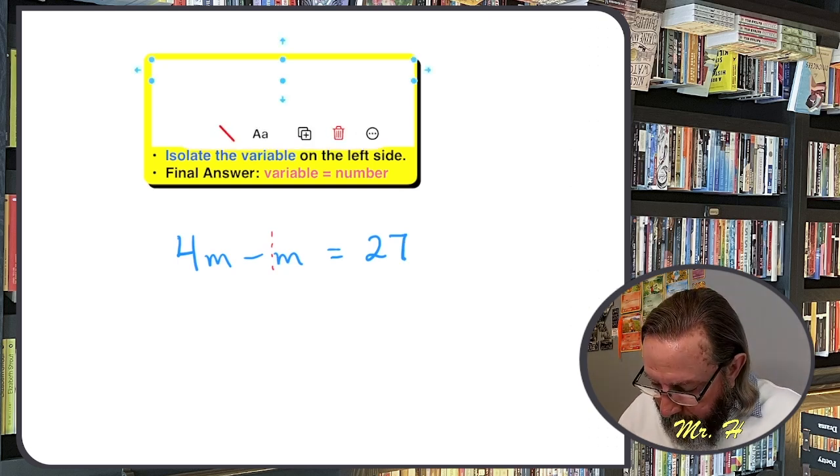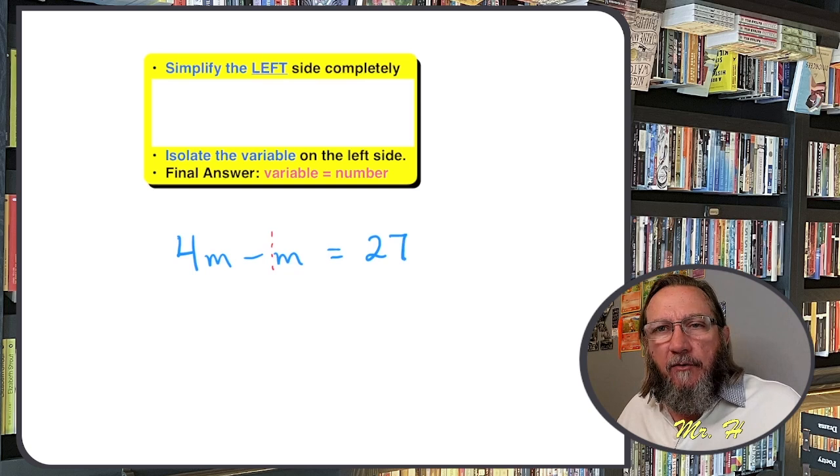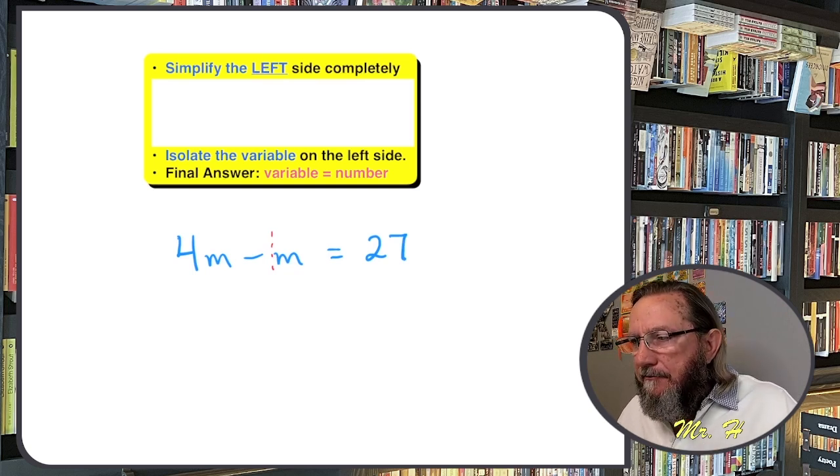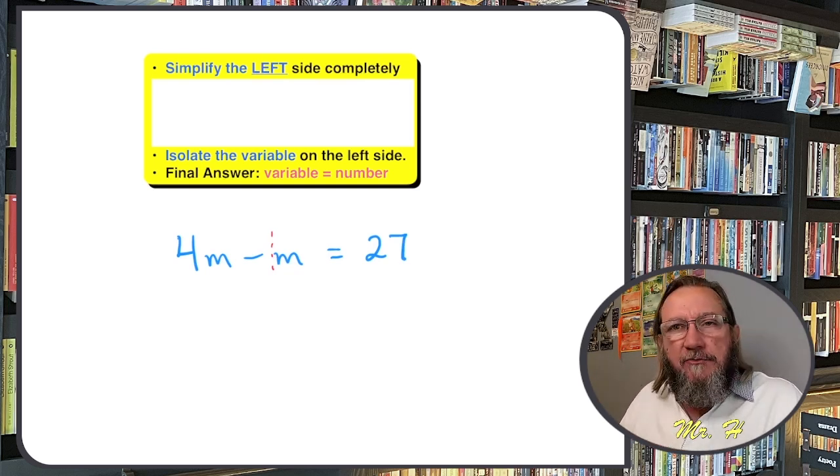So take a look at step 1 of this recipe that I'm cooking up for you. The step says simplify the left side completely. Yes, that's what we did in Module 1. Combining like terms. That's what simplification means. We've got to get all of the like terms together. In this problem, there are just some m's to combine. There could be numbers there as well.